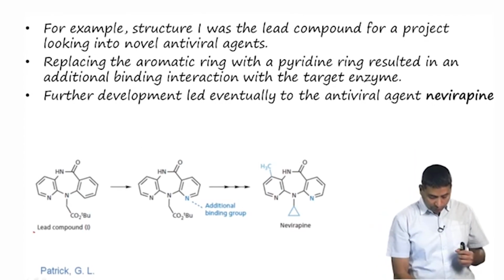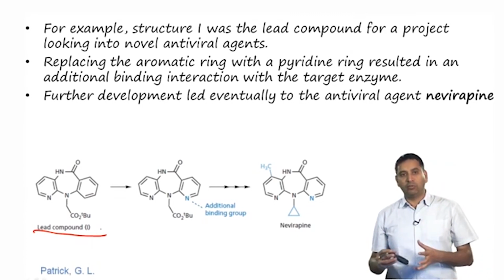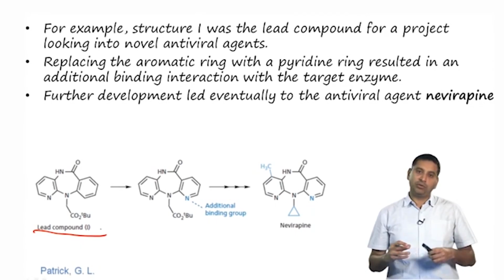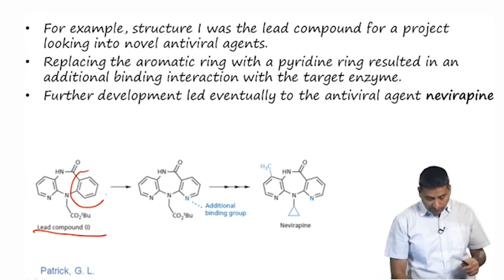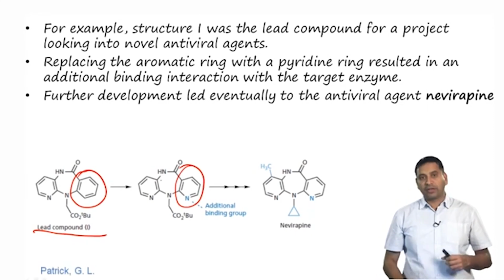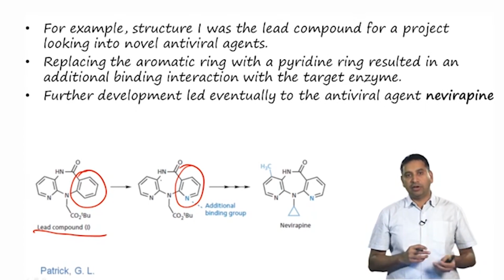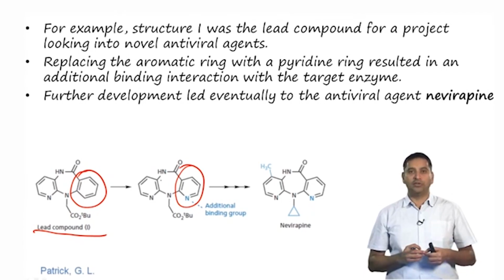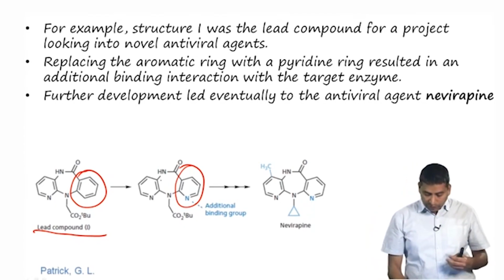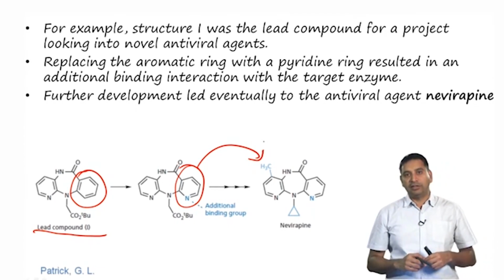So the structure 1 was found to be the lead compound. It's a tricyclic molecule with one pyridine ring and one benzene ring which are connected by a heterocyclic ring. Here what was suggested was that we convert this benzene ring to a pyridine ring. The advantage of having a pyridine ring is that it can have an additional binding group, because that pyridine ring has a lone pair which can interact through hydrogen bonding perhaps. So this molecule was now the new lead compound, and using this molecule the researchers ended up with nevirapine, which is an antiviral agent.